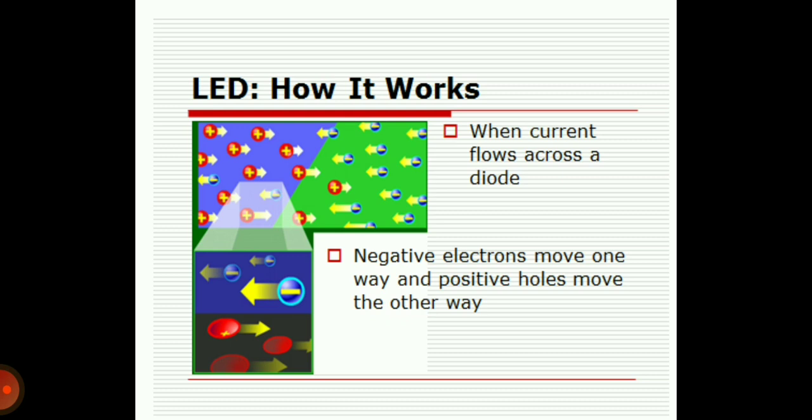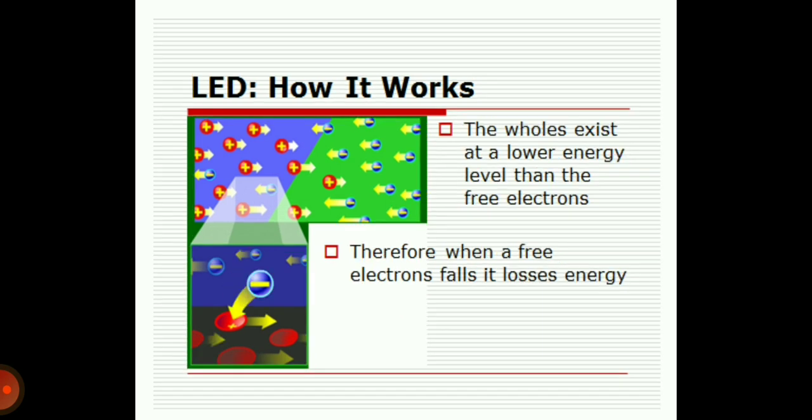Now how does it work? When current flows across the diode, negative electrons move one way and positive holes move the other way due to the polarity of the battery. This structure shows the movement of electrons and holes due to battery polarity. The holes exist at a lower energy level than free electrons. Therefore, when free electrons fall, they lose energy. That is shown in the lower diagram.